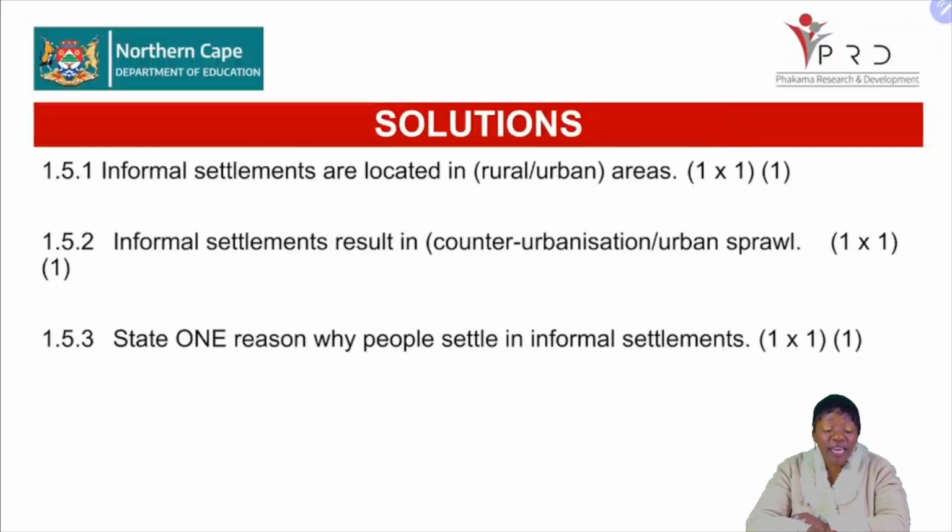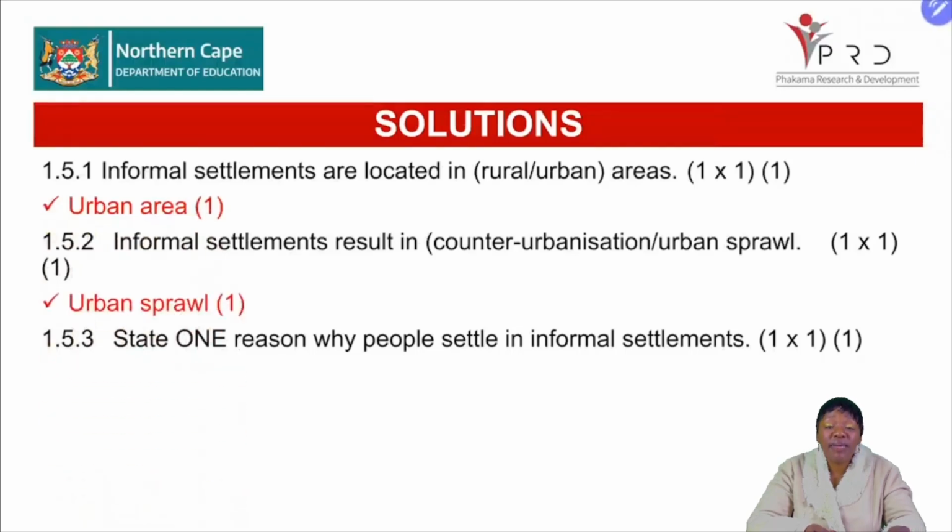Right, looking at our first question, whereby you were supposed to give the location of the informal settlement. Where are they located? They are located in the urban areas. Then again, informal settlements are the result of urban sprawl. Remember, urban sprawl, we're talking about uncontrollable development in the urban areas.